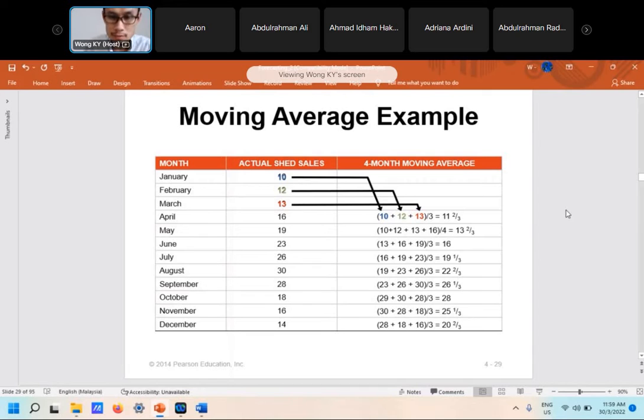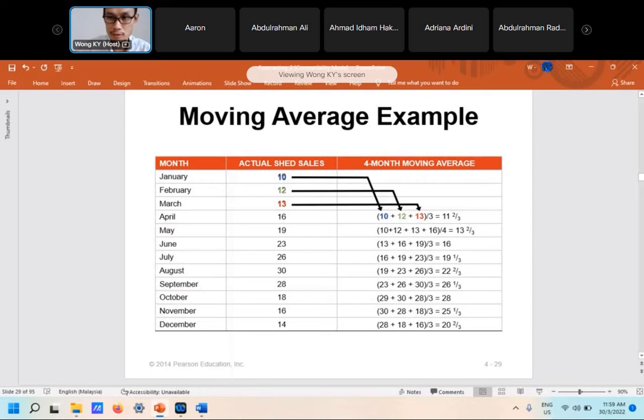But this is not good. This is not actually very good because we know that older data actually are less relevant. The data in January could already be less relevant compared to the data in March, which is the newer data and more relevant. Because of that, we can assign weights or weightage to the data here to reflect their degree of relevance.